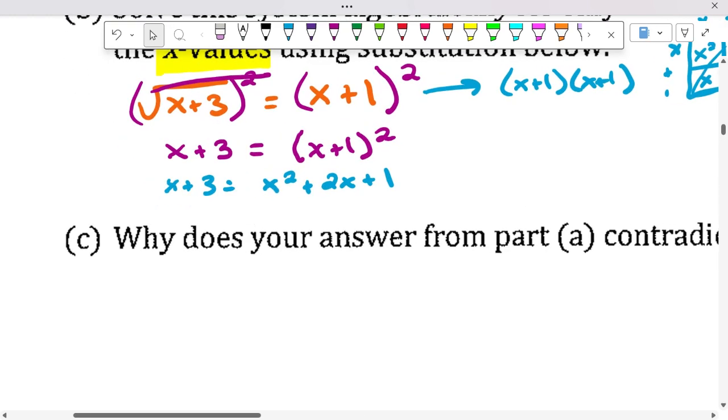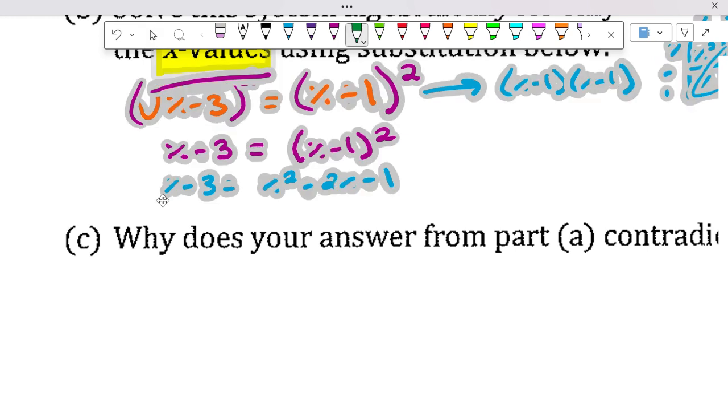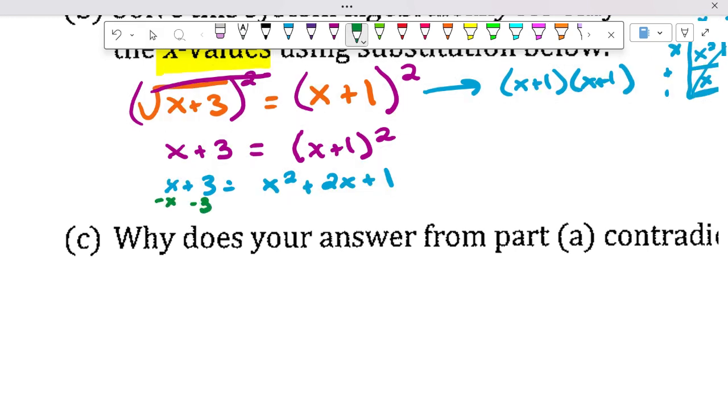Get one side equal to 0. Which side am I moving? X plus 3. So I'm going to subtract the x over, subtract the 3 over. Make sure you're subtracting it to its like terms. So this would be 0 is equal to x squared minus x minus 2.